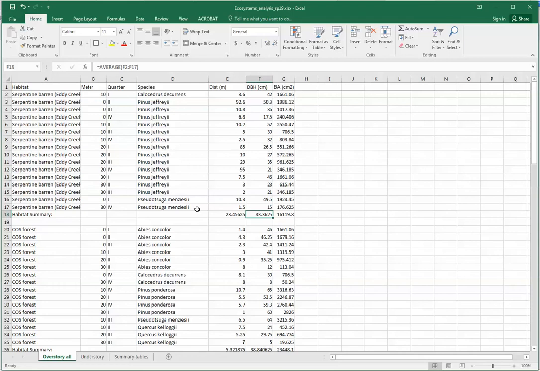the NRCS soil table, the compiled results from the web soil survey searches that you guys did on these communities, some links to resources that I think might be useful as well. So there's a bunch of information there, including this Excel spreadsheet. So you've got three tabs: the overstory all, the understory raw data, and then some summary tables.